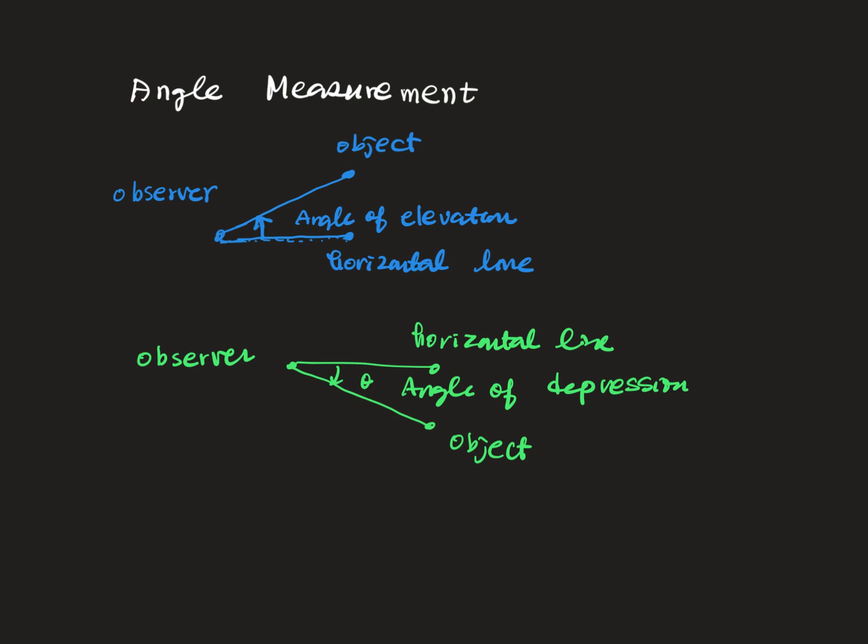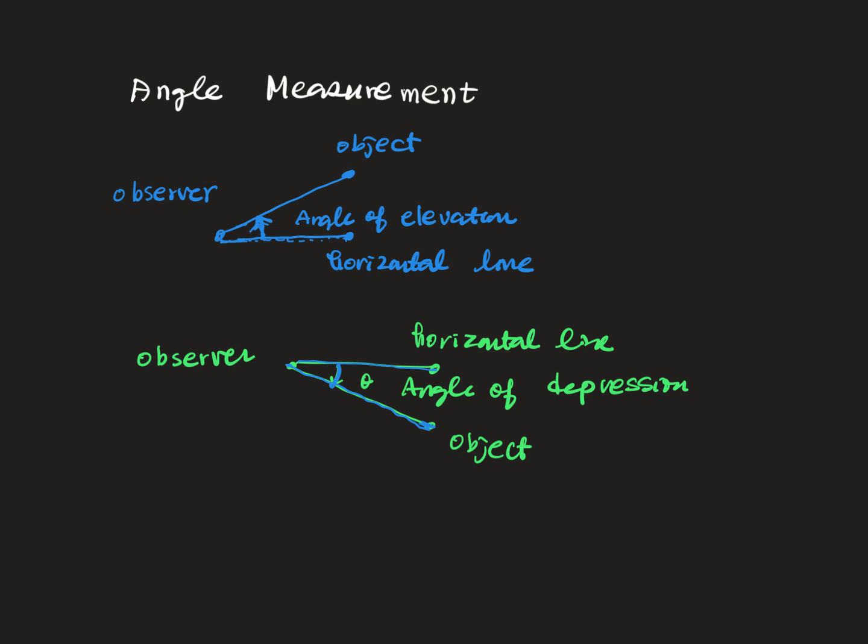When you look up at something above your eye height, you get this angle, which we call the angle of elevation. Another way: the observer is here and looks down, then you draw the horizontal line there. You measure the angle, and that's the angle of depression.